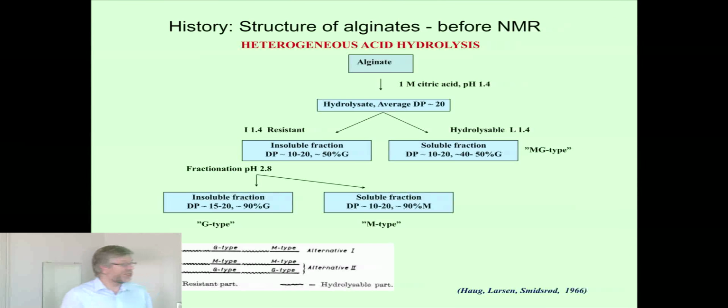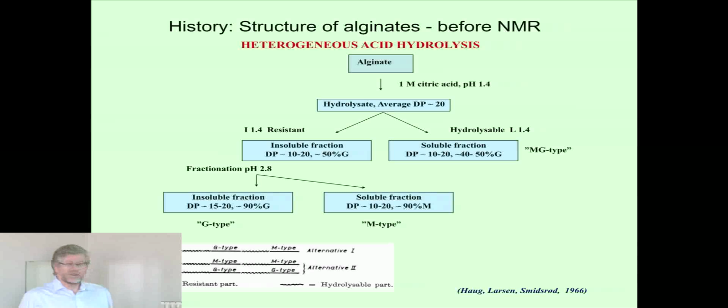And in all research papers after this discovery, we find descriptions like this, that the chains contain M-type, G-type, and also Mg type. But we don't know where in the chain the blocks are. This was published in 1966. So then we understood that alginate is a very complex type of molecule with a kind of modular structure.